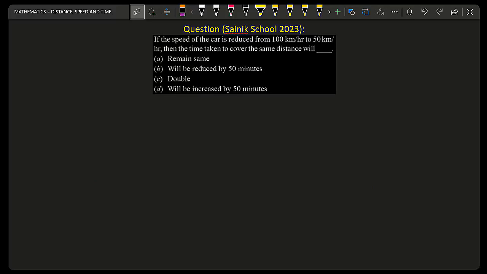Yes, Bhuvana, how to solve this question? You can use the unitary method for solving this question. The distance is same, right? Yes, sir. When the distance is same, what we can do is, let me write the speed here and the time here. The initial speed was 100 kilometers per hour and later it became 50 kilometers per hour. The initial time we don't know, let's take it as x hours, and we don't know what happened later.